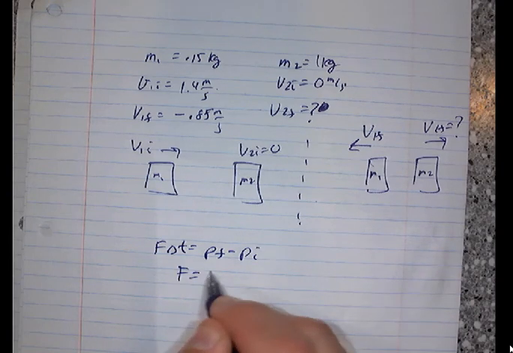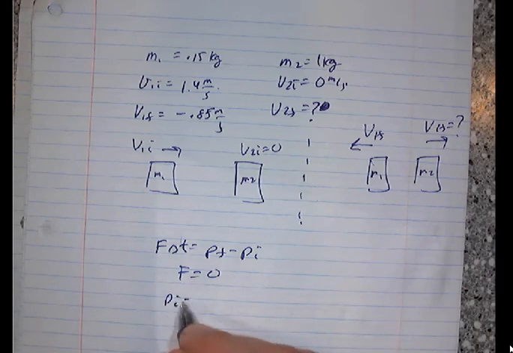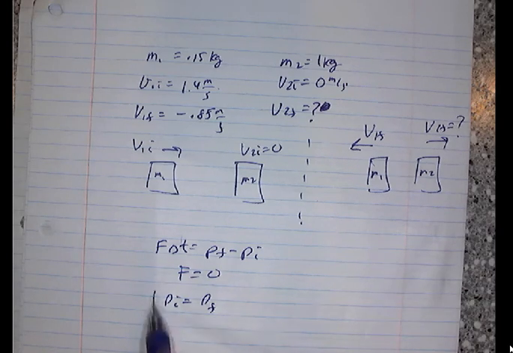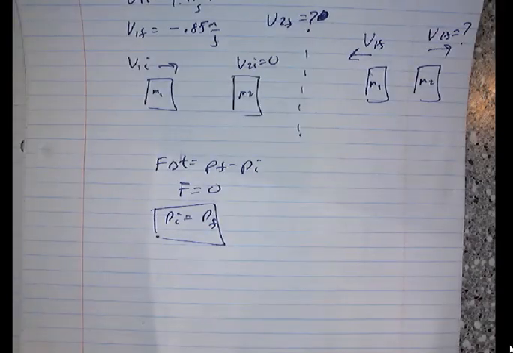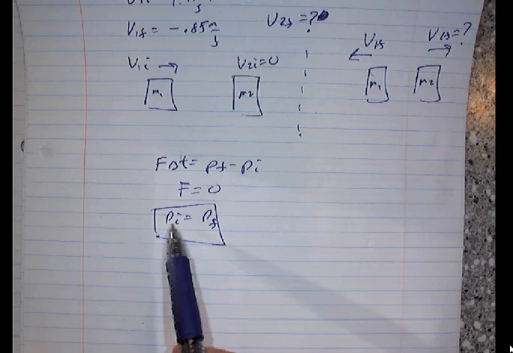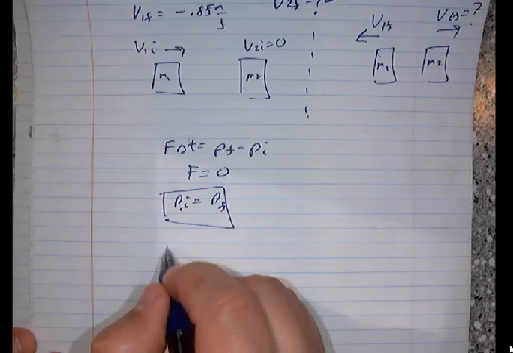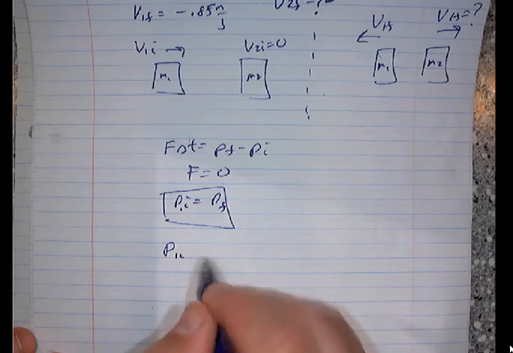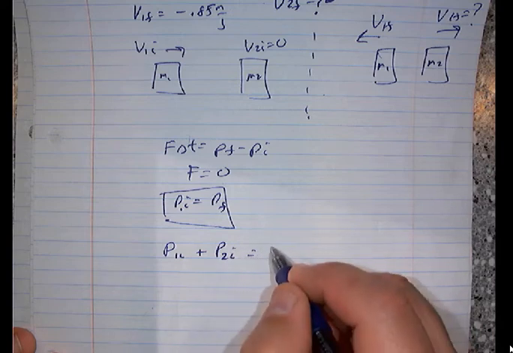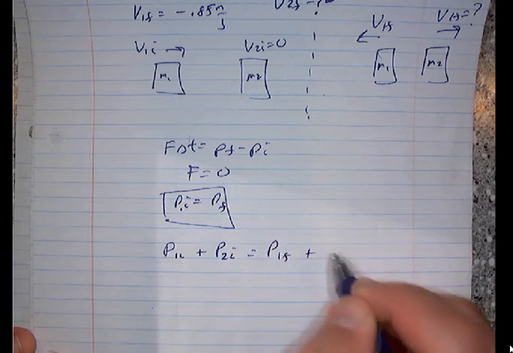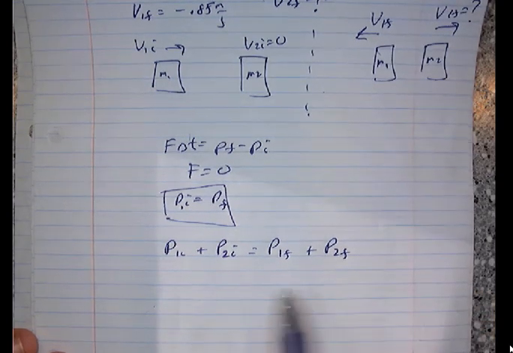Now if the outside force is equal to 0, so the left-hand side is equal to 0, the initial momentum is equal to the final momentum. So whenever you see a collision problem, this is the way to deal with it. The total initial momentum of the system is equal to the final momentum of the system. So momentum of mass 1 initial plus momentum of 2 initial is equal to momentum of 1 final plus momentum of 2 final. Okay, I'm just adding things up.